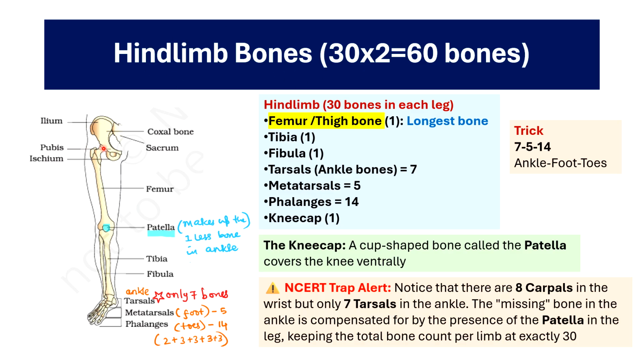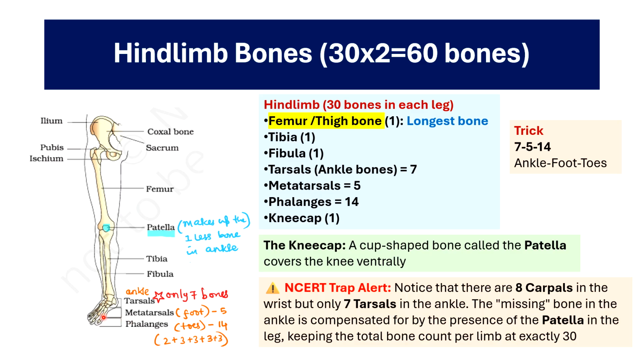Okay, let's look at the bones from the top here. The first one is the femur, which is also known as the thigh bone. Must remember, it is the longest bone present. Okay, then you have one tibia and one fibula. Okay, and then come to the ankle region. The ankle region is made up of tarsals. But a very important fact you must remember, the wrist was made up of 8 bones, but the ankle here is made up of only 7 bones.